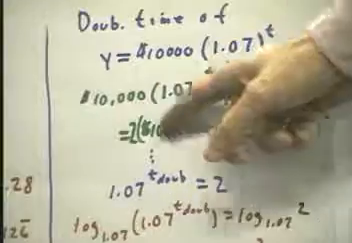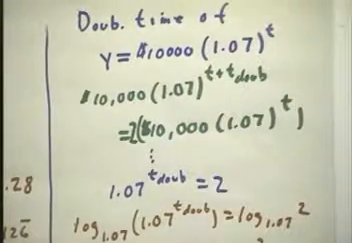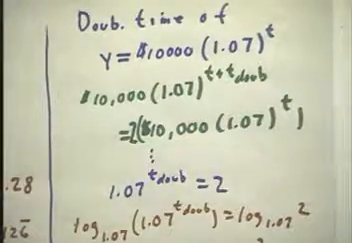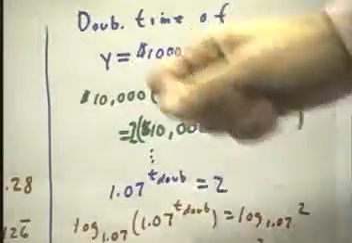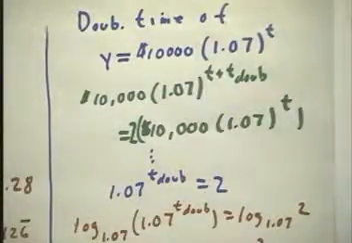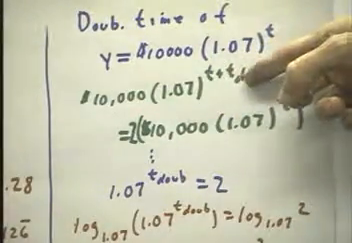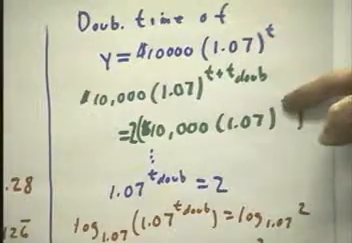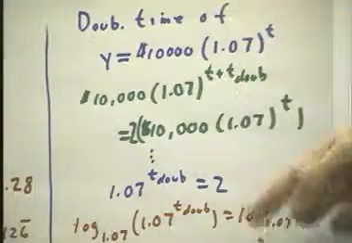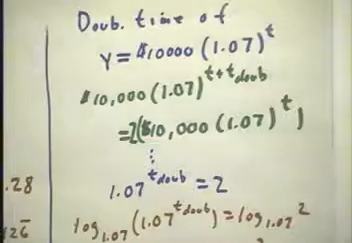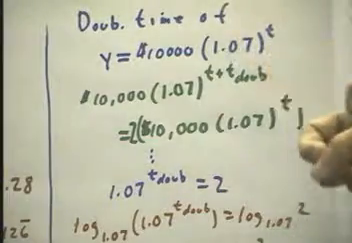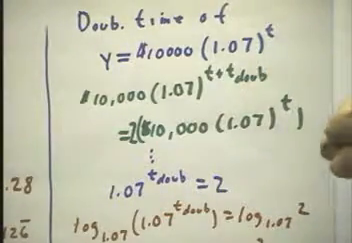And if you don't remember the details of that, refer to the notes from the last class where we went through this idea in detail. But the basic idea is if you go to time t dub later than t, which is t plus t dub, you're going to end up with twice as much money. Because that's what the doubling time is. It's the time it takes to double your money.